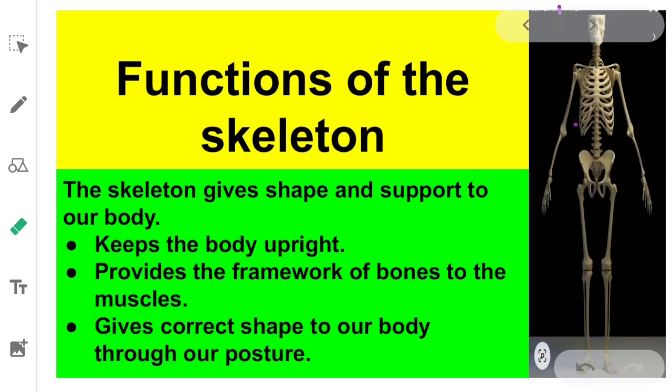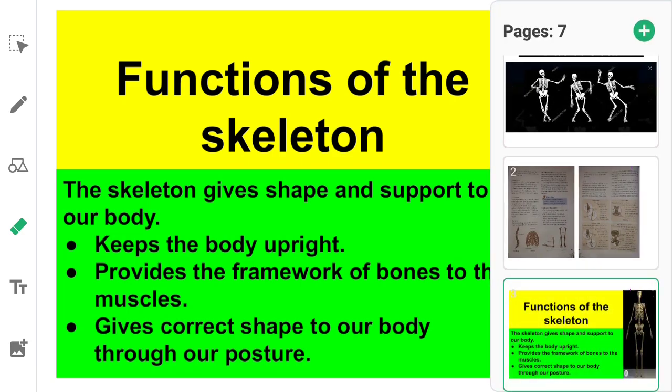Functions of the skeleton. The skeleton gives shape and support to our body. How does the skeleton give us shape and support? It keeps our body upright. It provides the framework of bones to the muscles. And on the framework of the bones only, the muscles are attached. And if we maintain the correct posture, it gives us the correct shape of our body.